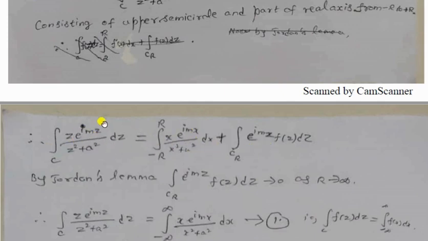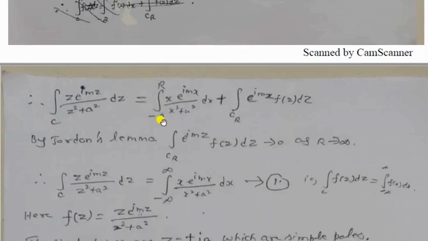Then this portion, it is e^(imz) f of z dz, a function of z dz. Here we are going to apply Jordan's lemma. So this tends to 0 as R tends to infinity. Automatically R will take the value minus infinity to infinity, which is equal to the integration over C of f of z dz. So applying the Cauchy residue theorem, I'm going to get the value.